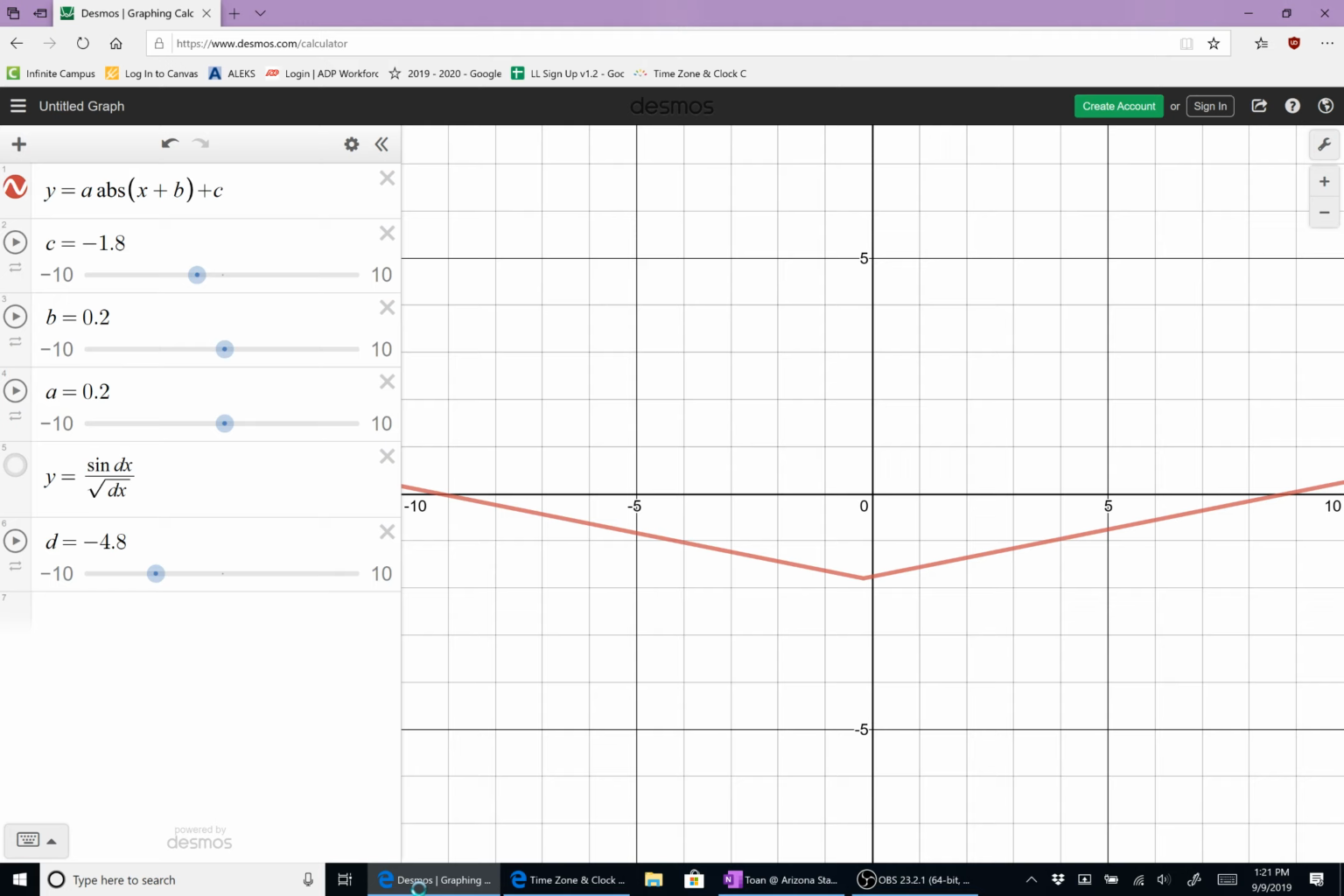So that's one observation we should have seen. And the last observation is, what if we multiply by a negative number? It flips the graph completely upside down.